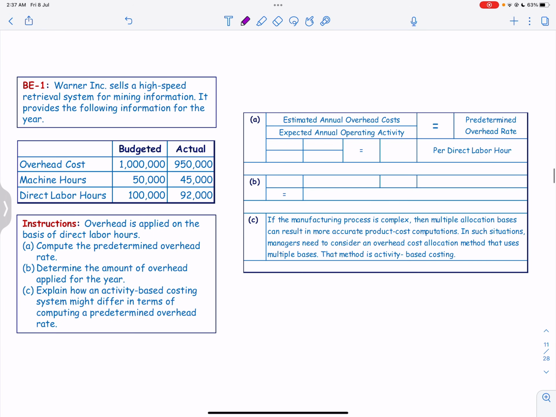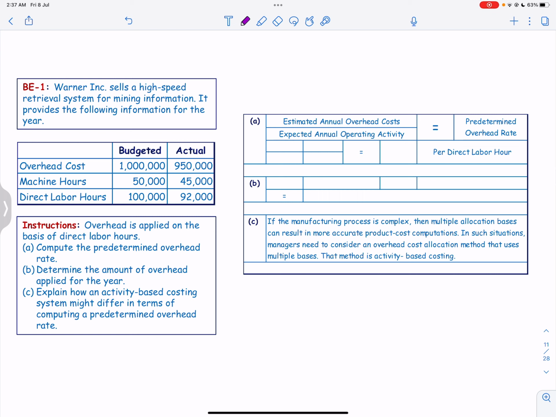So let us now look into some exercises that will help you to understand the concept better. Warner Incorporation sells a high-speed retrieval system for mining information. It provides the following information for the year. We have the budgeted figures and we have the actual figures.